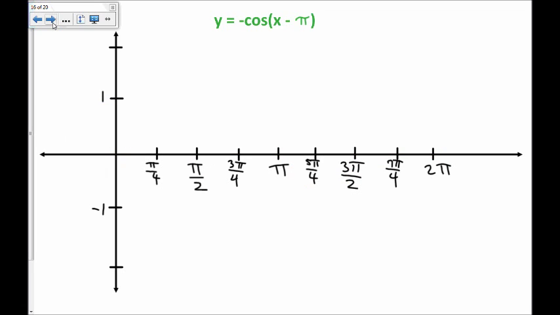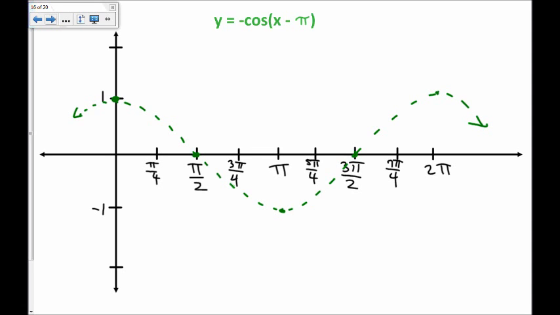Next, negative cosine of parenthesis x minus pi. Now I'll first draw in what the cosine graph looks like. It starts here, the anchor point is at 0, 1, and it will go down to pi halves, and then pi at pi. The cosine of pi is -1, and then back up to 1 at pi halves. So this is the cosine graph of the parent function.